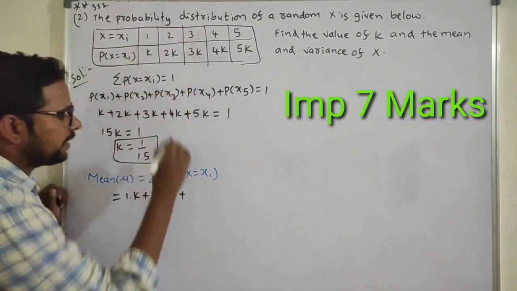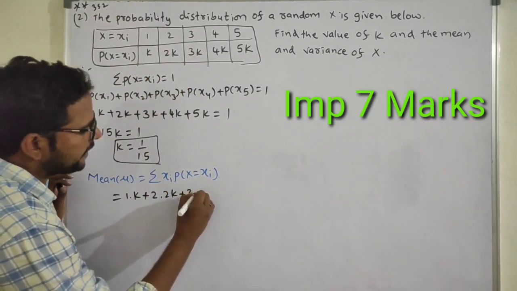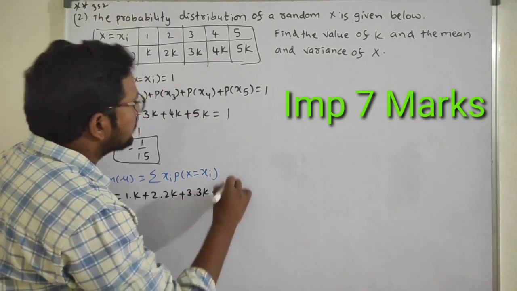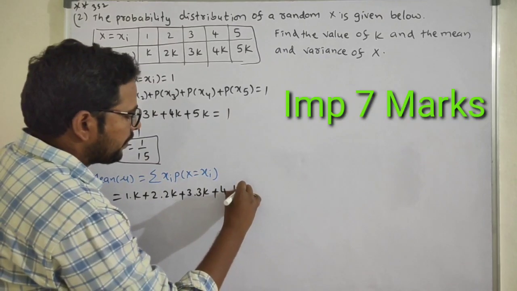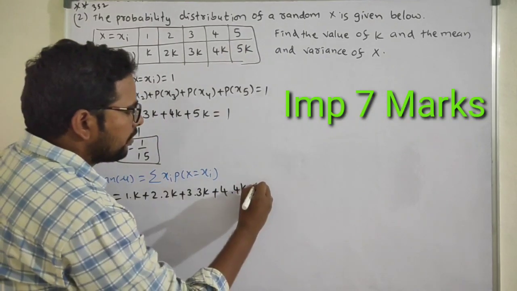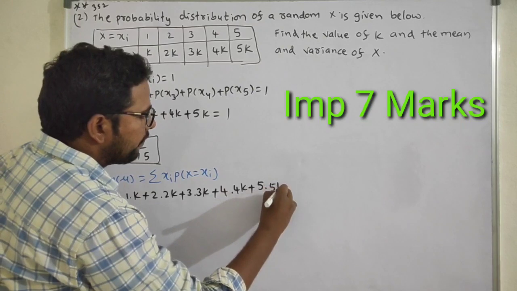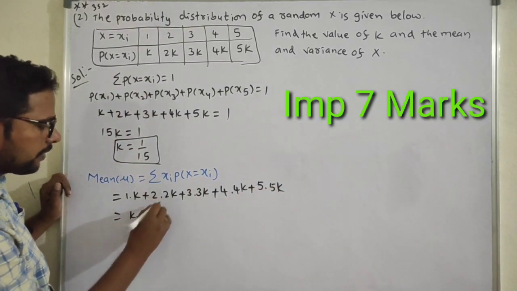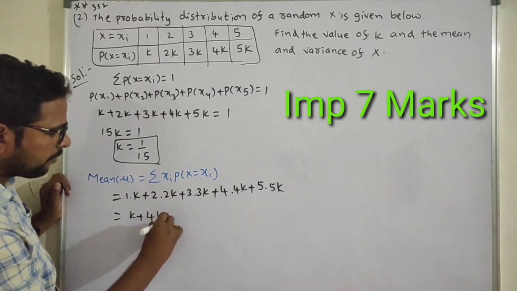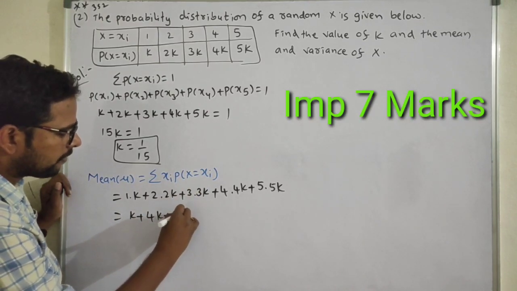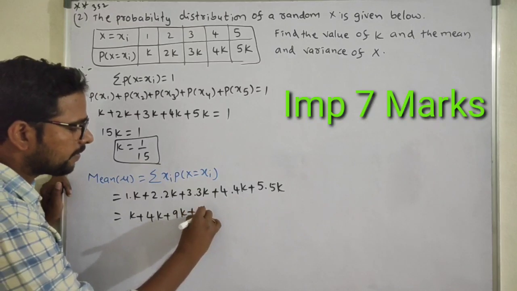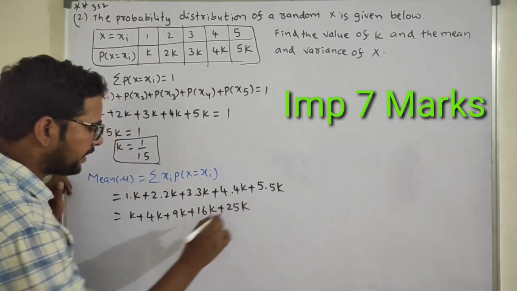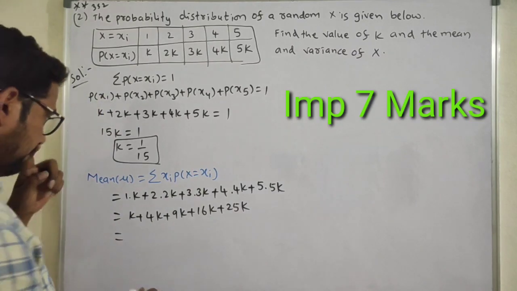Plus third outcome 3, probability of 3 is 3k. Plus next outcome 4, probability of 4 is 4k. Plus next outcome 5, probability of 5 is 5k. So 1 into k plus 2 into 2k is 4k, plus 3 into 3k is 9k, plus 4 into 4k is 16k, plus 5 into 5k is 25k. So what is the value?